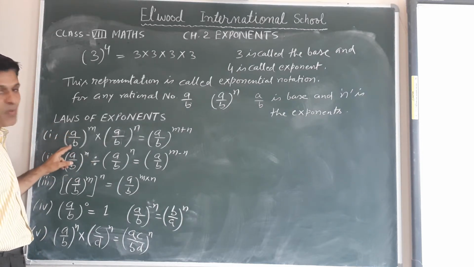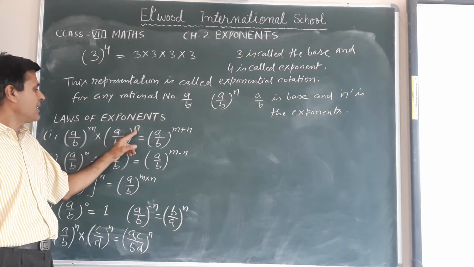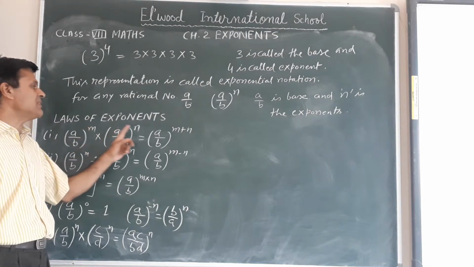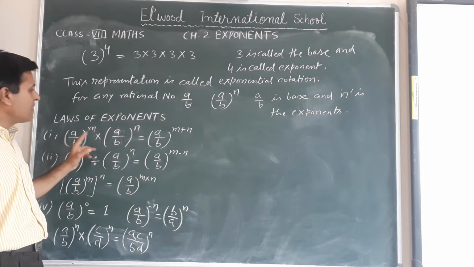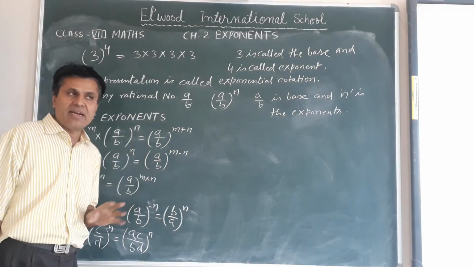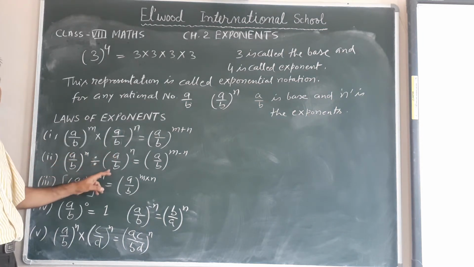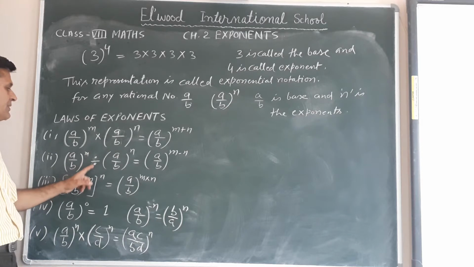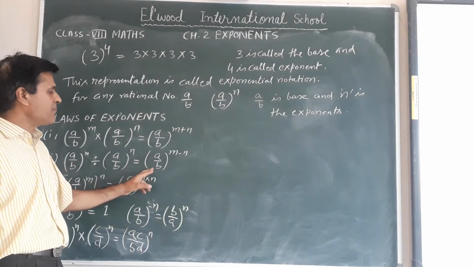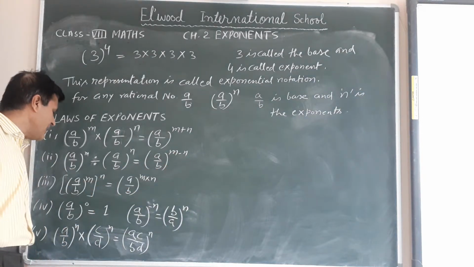First law is (a upon b) raised to power m multiplied by (a upon b) raised to power n. Here bases are same, a upon b, but powers are different. So after multiplication, we will take the base same and powers will be added, and this is the first law. And second law, when bases are same and powers are different but exponents are divided, in this case base will remain same, a upon b, and exponents will be subtracted, it will become m minus n.